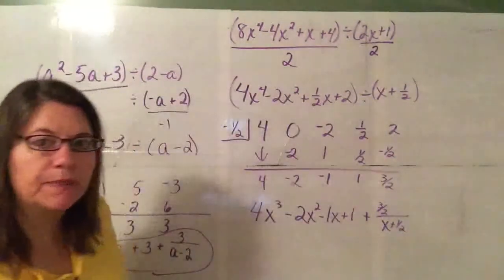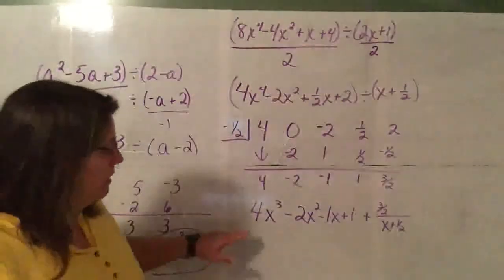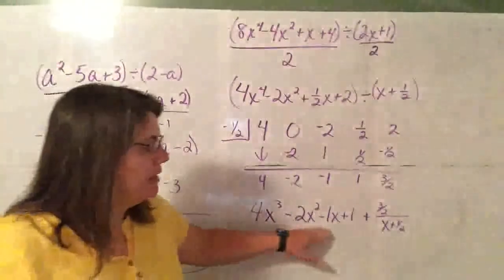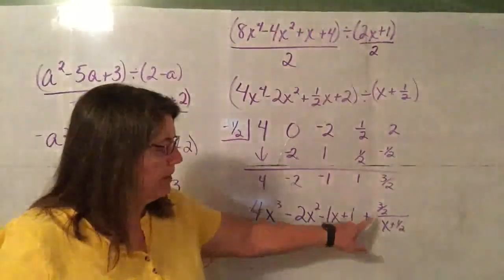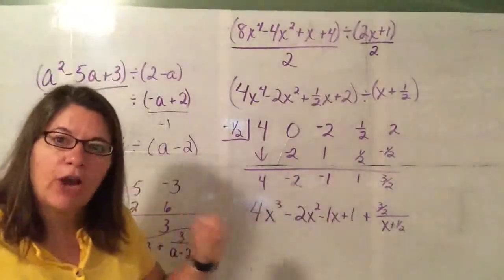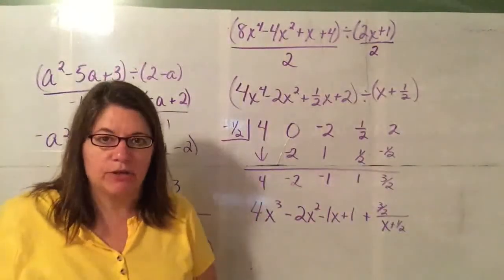Now there's a problem with this. This part is fine. We can leave it. It is part of our answer. But this part, we have a problem. You have a fraction over a fraction, okay?